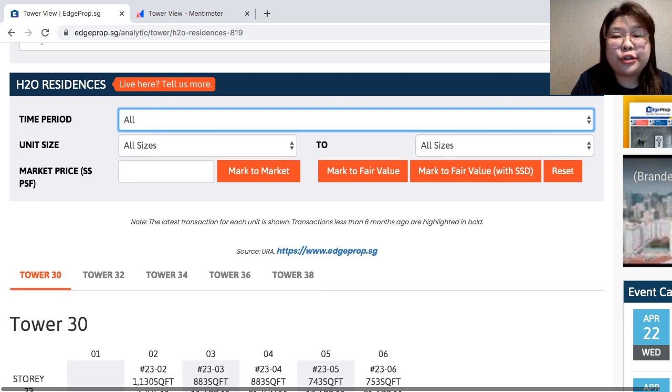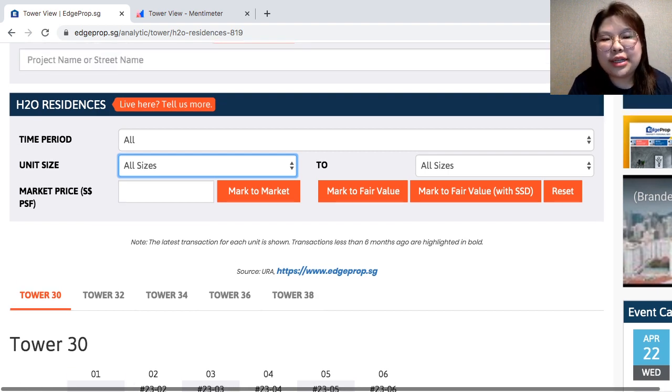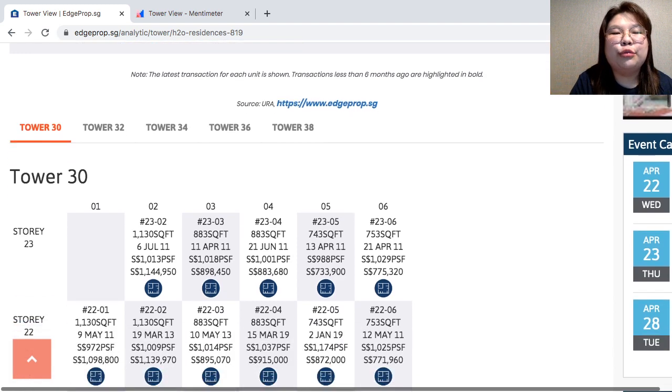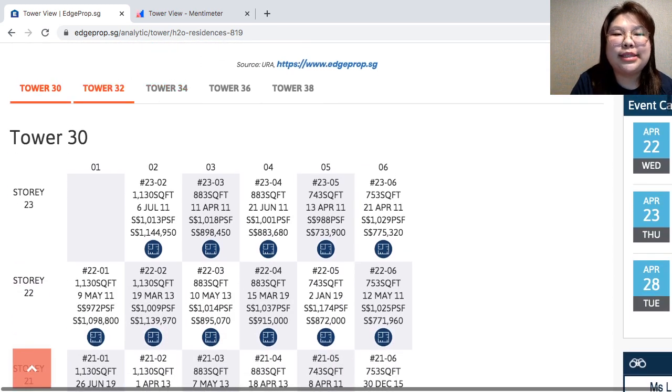You can also indicate to see only units that fall under a certain unit size range. There are some other buttons here which I will slowly touch on later. Once you have loaded H2O, immediately you would notice that there are a total of 5 towers: Tower 30, 32, 34, 36, and 38. So there's 5 blocks in H2O.